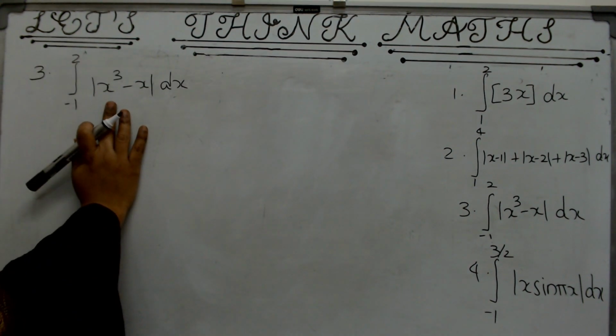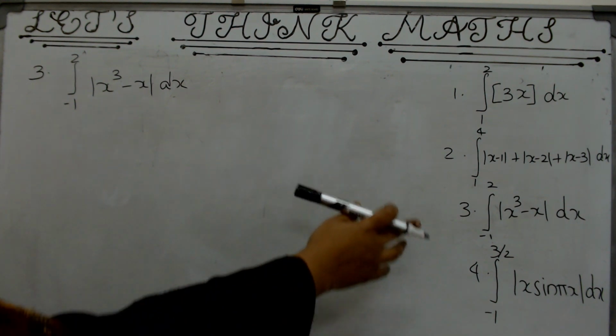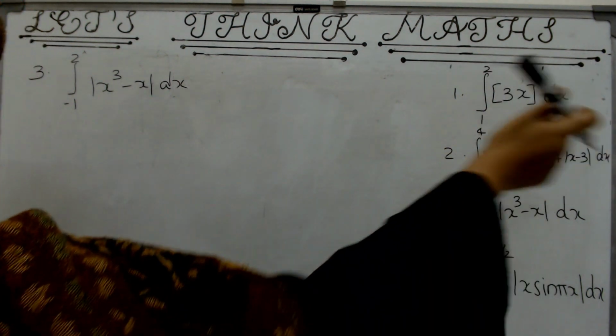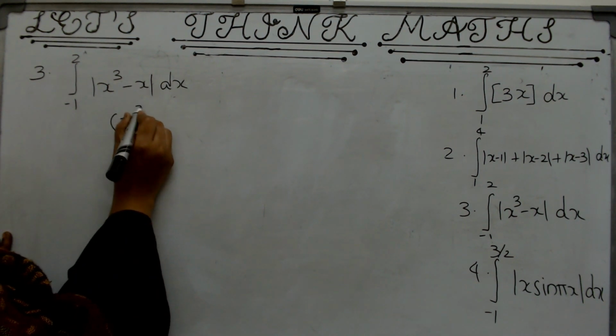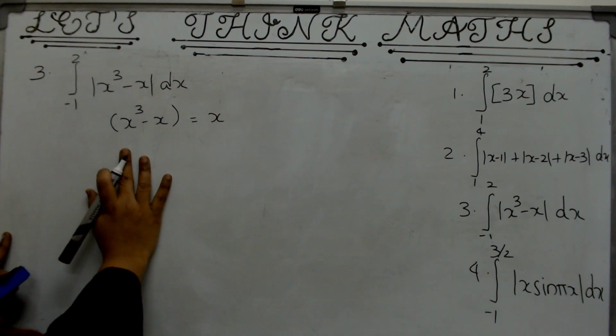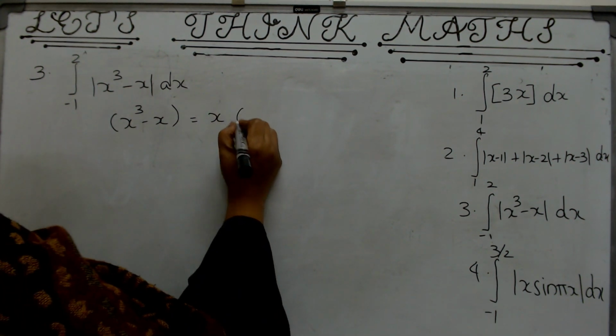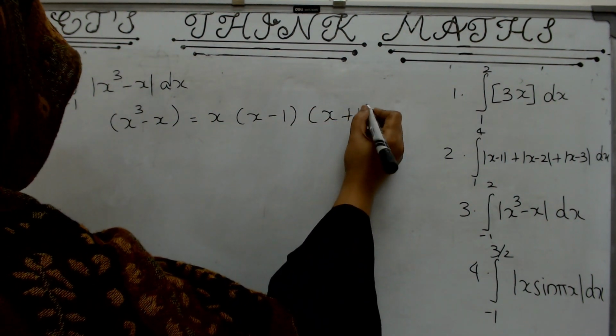Now in this question we deal with product of moduluses. You see here the difference. Here we have actually a sum of modulus, and we will see how this question is different. What is x cube minus x? It will be x into x square minus 1. That would be x minus 1 and x plus 1.